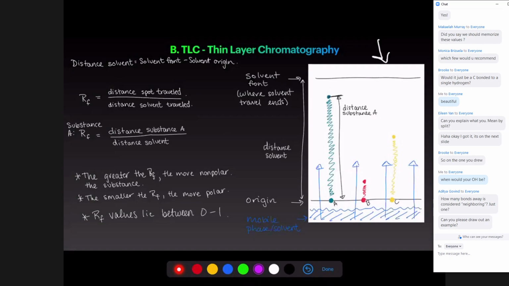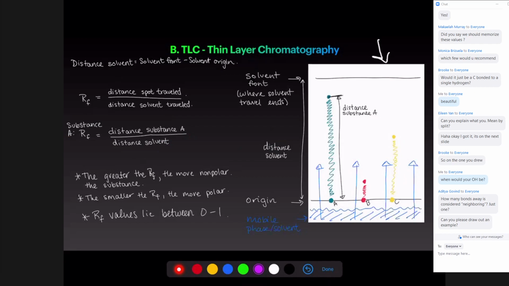You dip this white piece of paper into the beaker, and then you cover it up. But all that is done after you draw out the origin and then measure out the solvent front with your pencil, and you would mark that. The solvent front is where the solvent travel ends. Then you would use your ruler to measure the distance from the origin to the center of the point where substance A stops. Does that make sense?